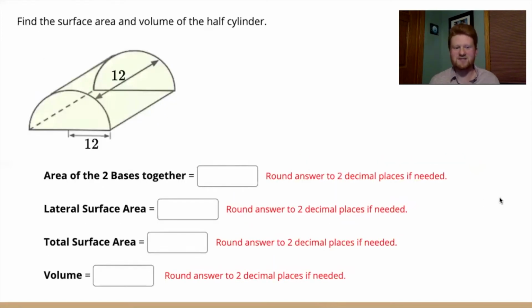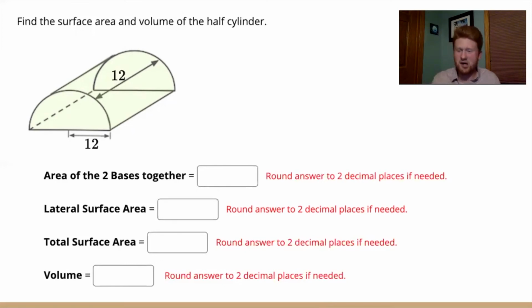The next problem is finding the surface area and the volume of a half cylinder. So for a half cylinder, it's exactly the same as a cylinder, but we've cut it straight down the middle through the diameters of each circle. So it's exactly half. And so I want you to, if you have a chance, pause for a second and just think about how that may affect the surface area and the volume. But we're going to do the surface area first.